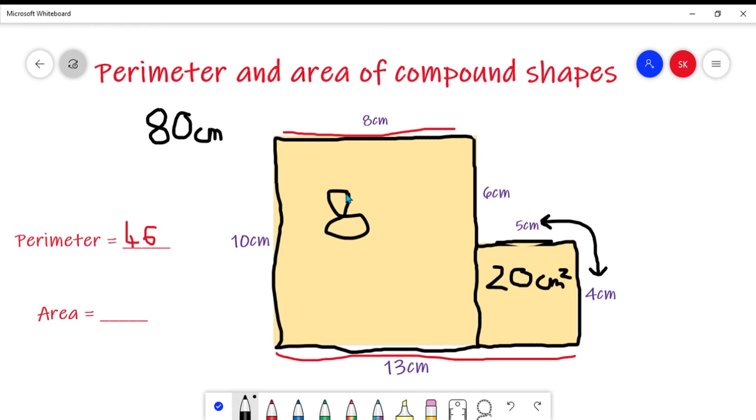Now all we do, we add them together, and that will give us 100 centimeters. This time we're adding, not timesing. So add them together gives us an answer of 100 centimeters squared. Oh, forgot the squared. Make sure to remember to put the squared: 100 centimeters squared.